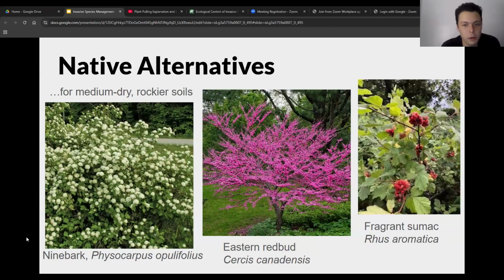The early emerging queen bumblebees love using that. Fragrant sumac, deer resistant, has an interesting smell to it, but it can be a really nice lower ground cover. Great for rocky soils. Birds and other wildlife love those berries. You can use those berries to make lemonade. It's great.